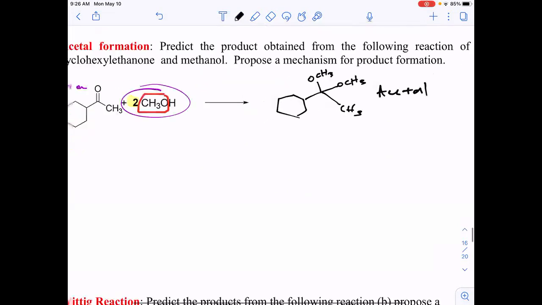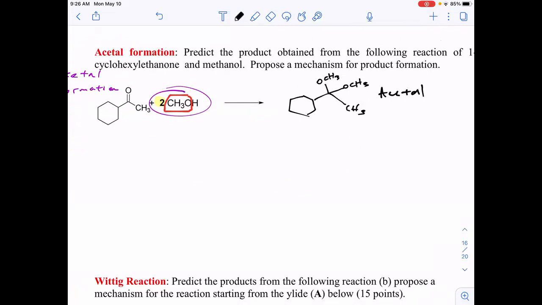All right, now it asked for a mechanism. So now we have to talk about how we got to it. So let's do that. What's the first step in the mechanism of this reaction?